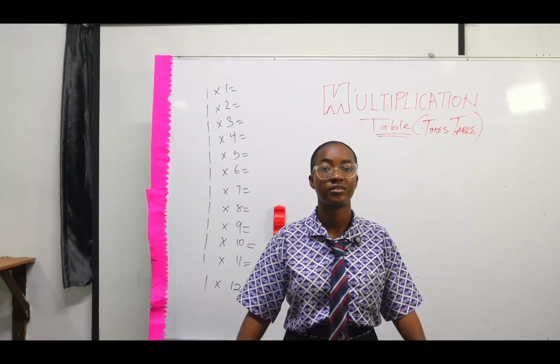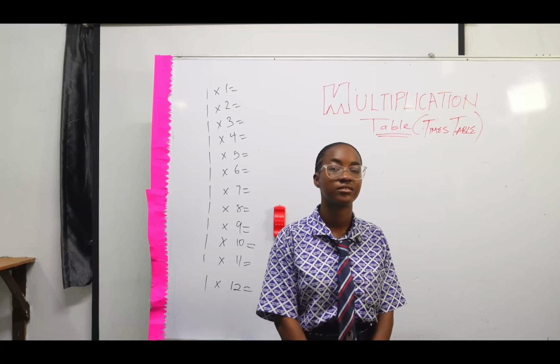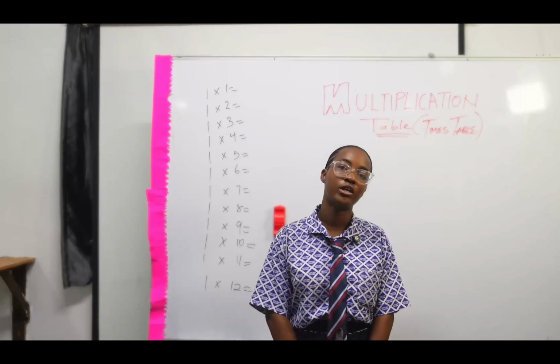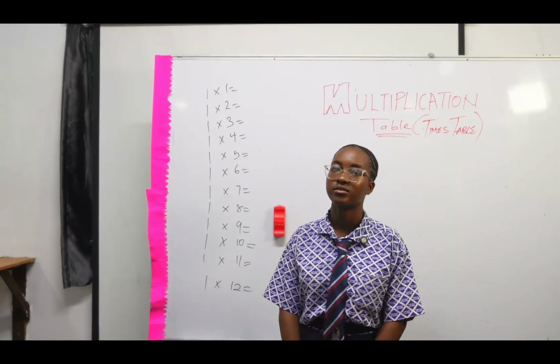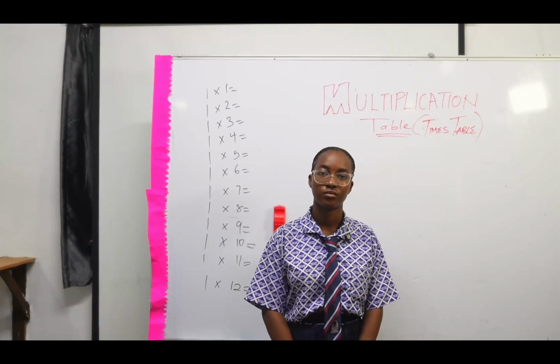Okay. So one means itself. Yes. So anything multiplied by one is itself. Any number multiplied by one is that number. Explain the concept first before you demonstrate.